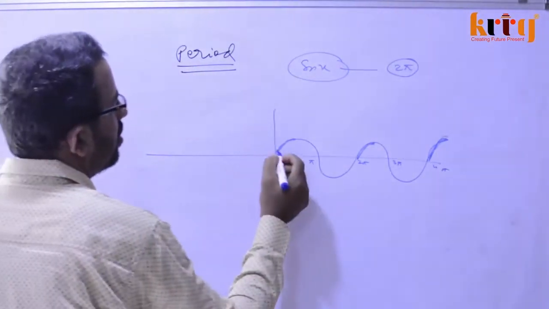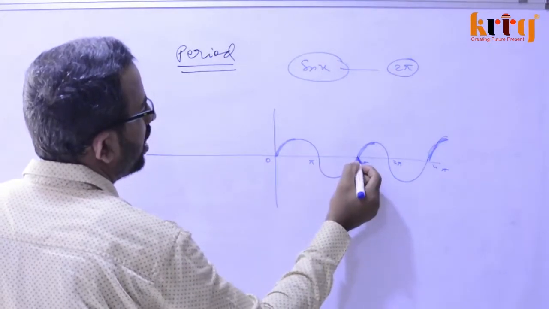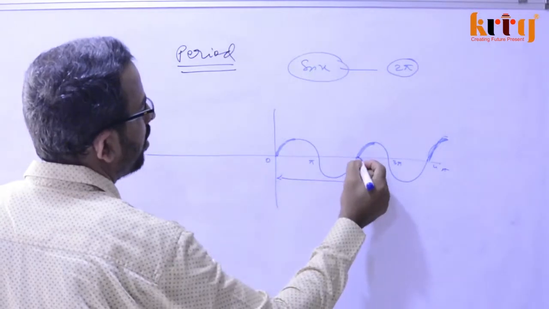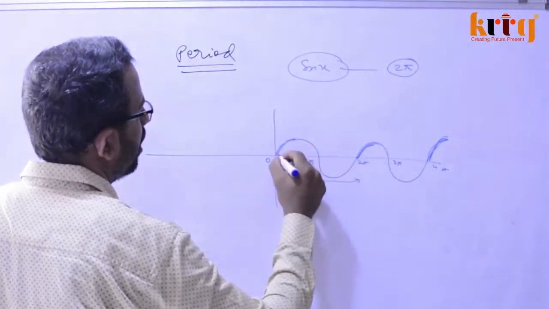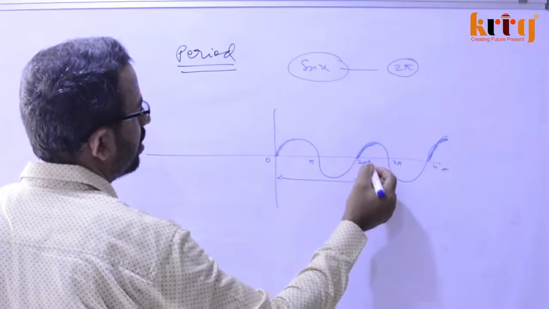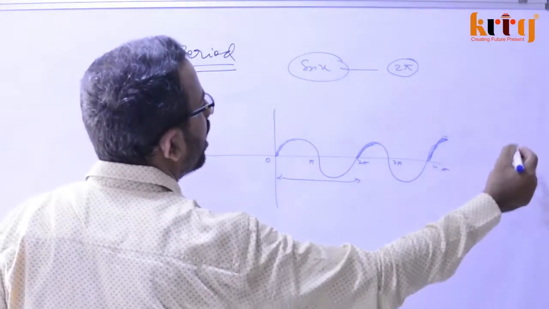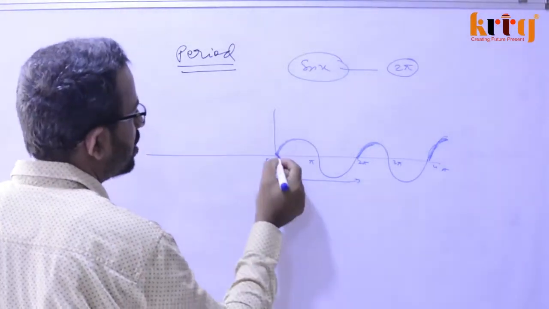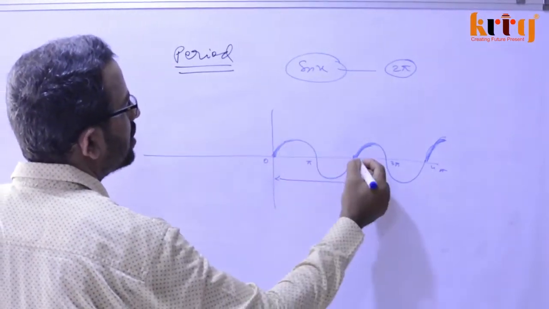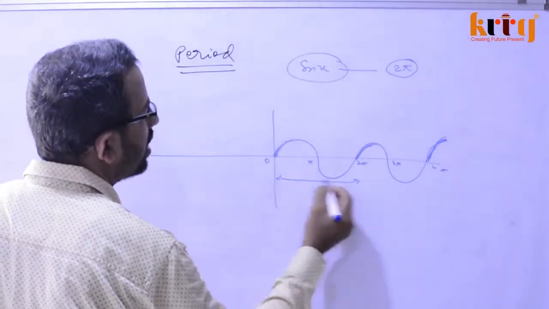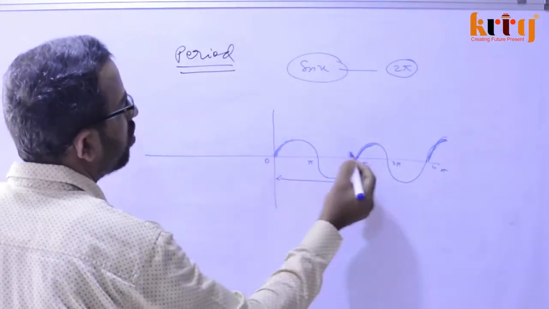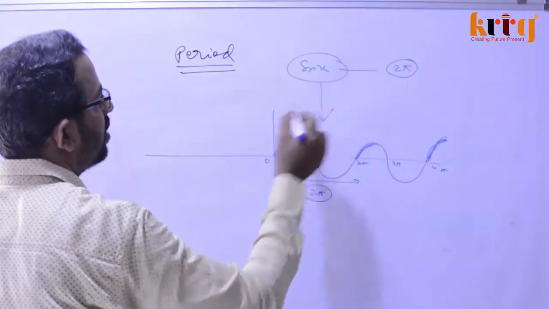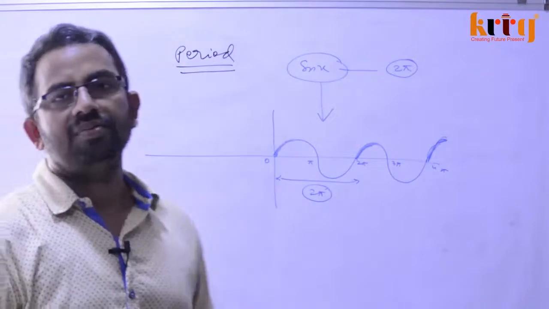But this is the very first, and after a certain interval this gives the same shape again, and it is the second one. Thereafter you may get a third one also, and so on. But we have to see the very first one. From this point, the same value and the same shape, whatever you are getting, we have to measure this length. The length between 0 and 2 pi is 2 pi. Therefore, we can say the period of sin x is 2 pi.